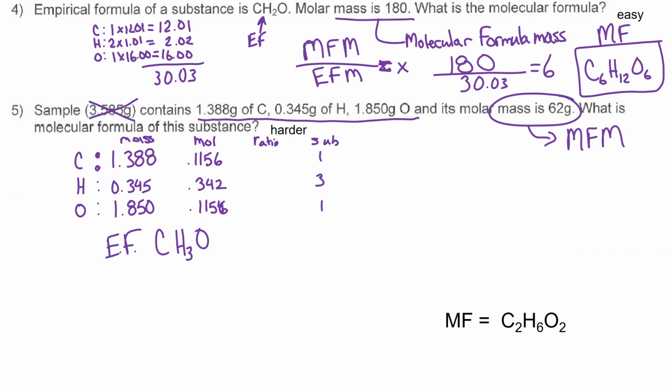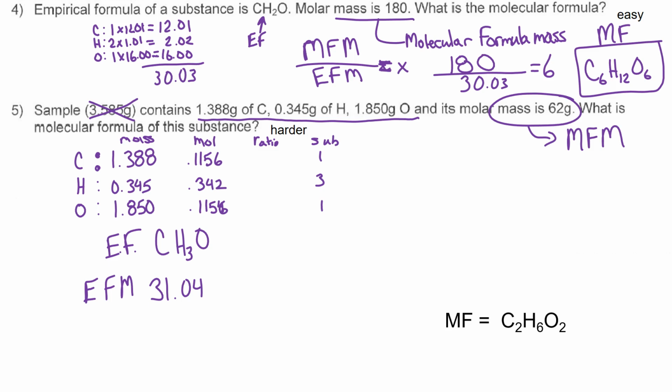So we get the empirical formula of CH3O. Then when we solve for the molar mass of this, I get 31.04 for my empirical formula mass. Is that an 8 or a 6? Where? Here? It's a 6. But it really shouldn't matter because the two are close enough that they're going to be 1 no matter what.